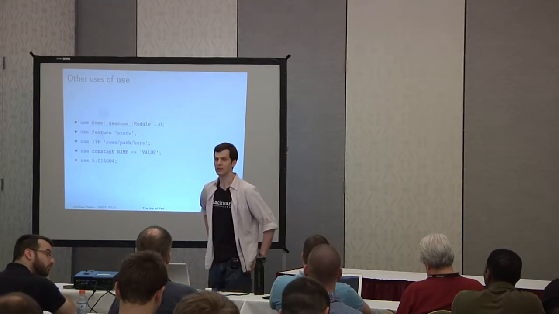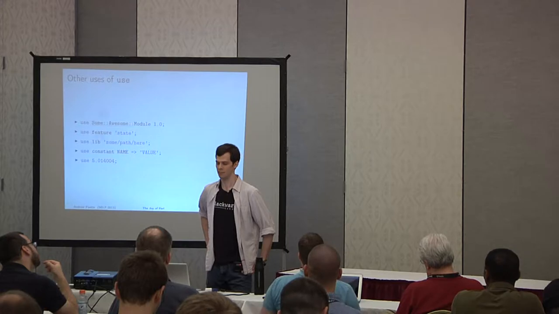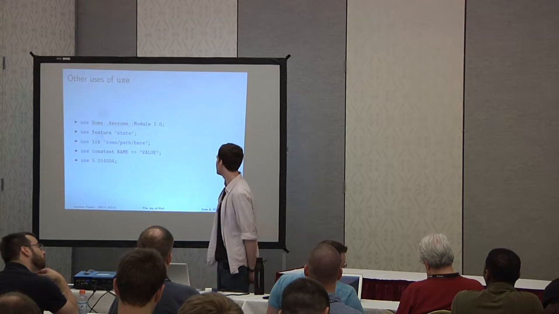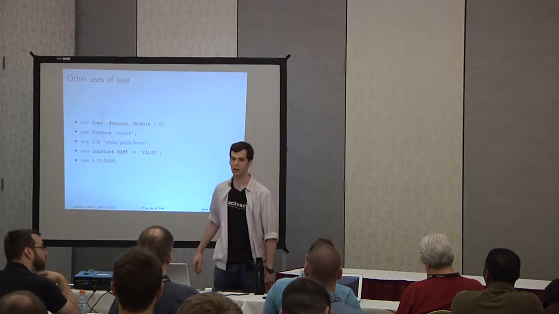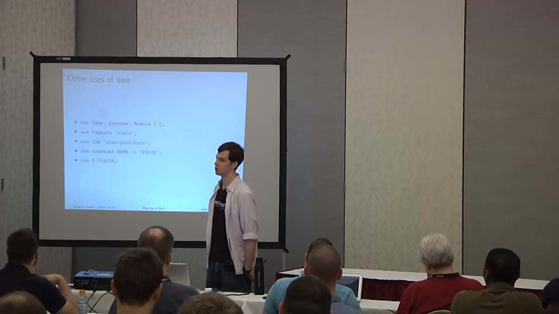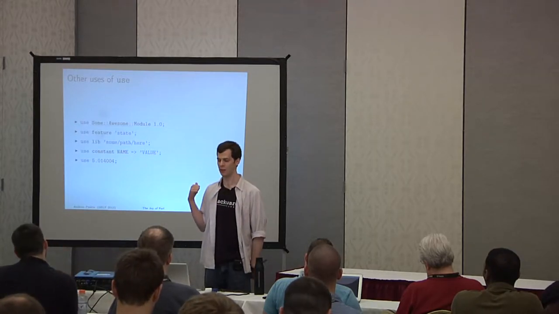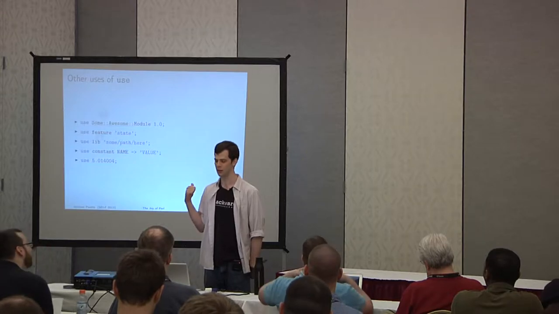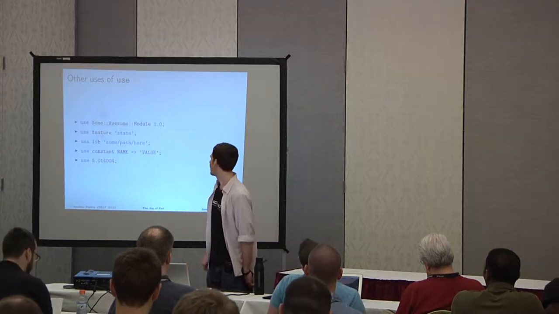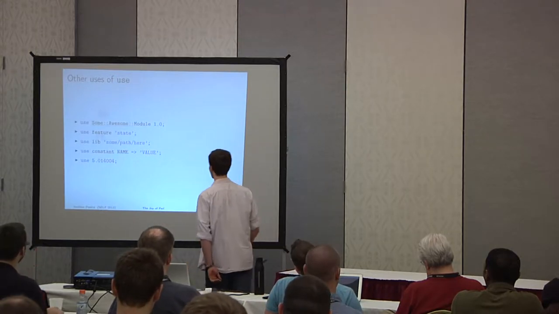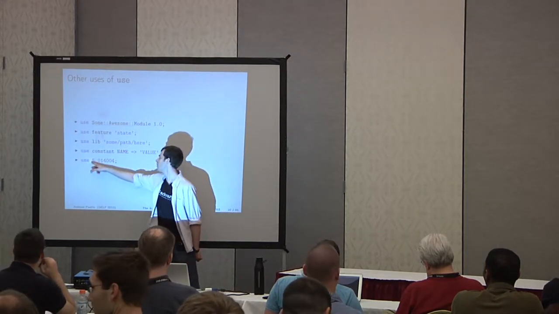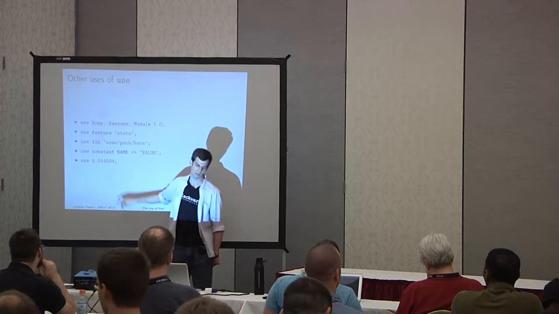Use lib just augments the library path, and that's pretty much all there is to that one. Use constant defines compile time constants in your program. These are effectively defined as subroutines that return the value and are generally inlined by the compiler. This is a nice way to introduce constants into your code because Perl doesn't really give you a good way of doing that otherwise. And this funky looking thing at the bottom requires your Perl compiler to be version 5, subversion 14, minor version 4.